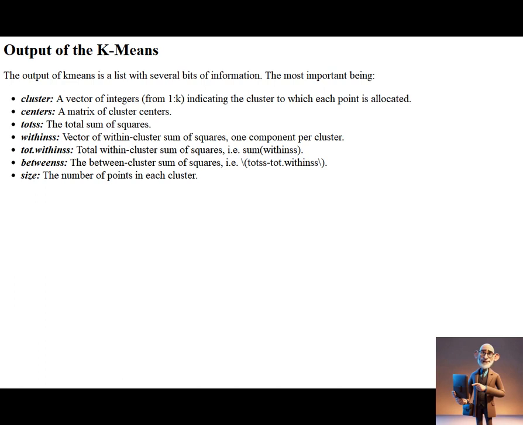The cluster vector is particularly useful as it assigns each data point to a specific cluster, allowing us to understand the grouping pattern. The centers matrix gives us the coordinates of the cluster centers, providing a visual representation of the cluster locations in the feature space. The sum of squares components, totss, withinss, tot.withinss, betweenss, help us assess the overall variance, within-cluster variance, and between-cluster variance. The size component provides information about the number of points in each cluster, helping us understand the distribution of data across clusters.